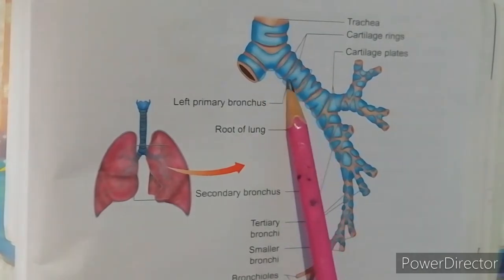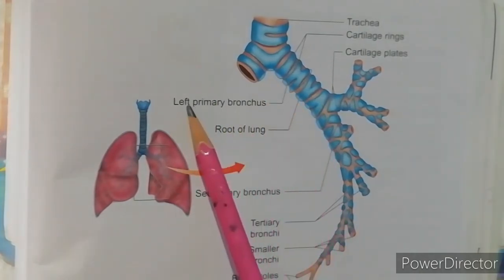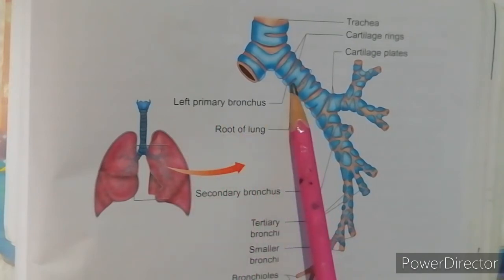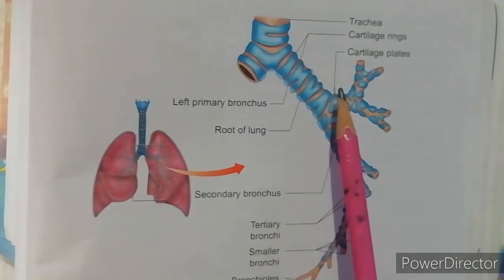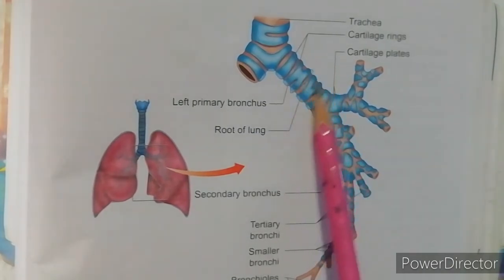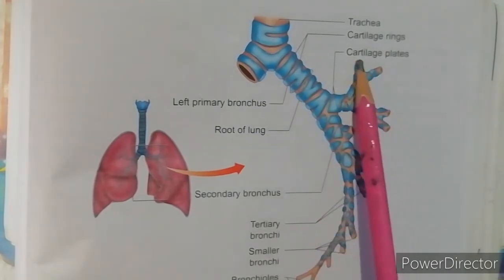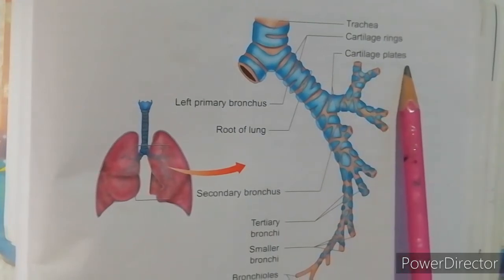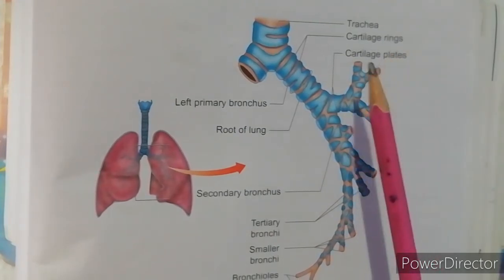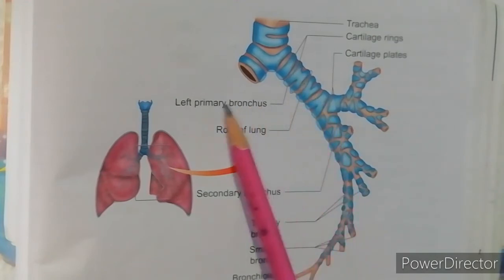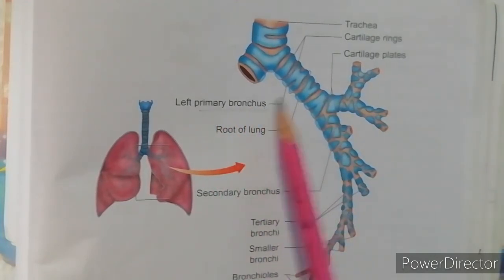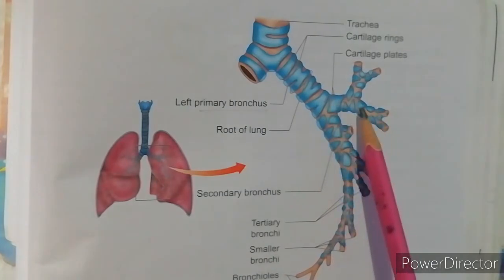Here, the single one is mentioned as the left primary bronchus. Can you notice the blue color? This is also covered with cartilaginous plates, cartilage plates. Right. So this is a primary bronchus, we could say. Then this primary bronchus is again dividing.